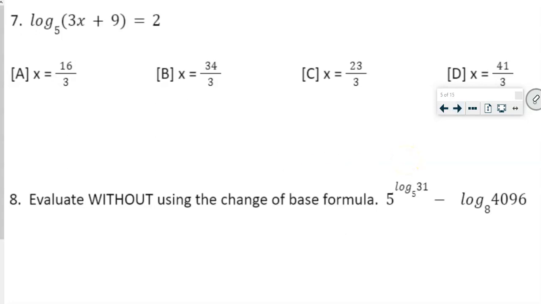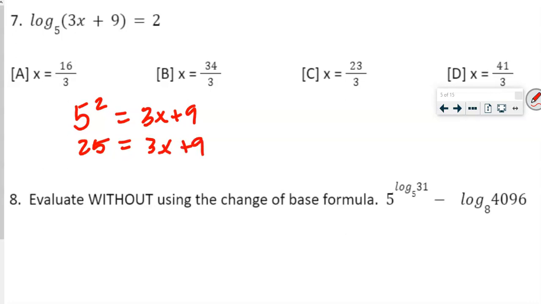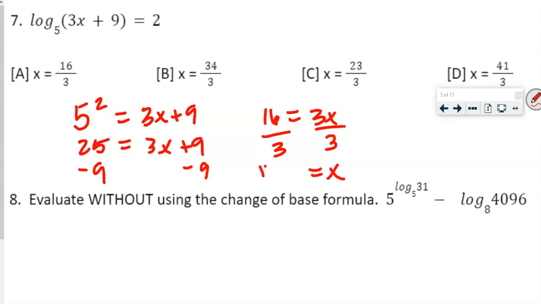On number 7, we are going to change this into an exponential. So we're going to say 5, our base, to the power of what's on the other side, is equal to 3x plus 9. So that's 25 is equal to 3x plus 9. Subtract 9 from both sides. So that's going to be 16 equals 3x. Now we're just going to divide both sides by 3. So x is going to be equal to 16 over 3. And that was A.